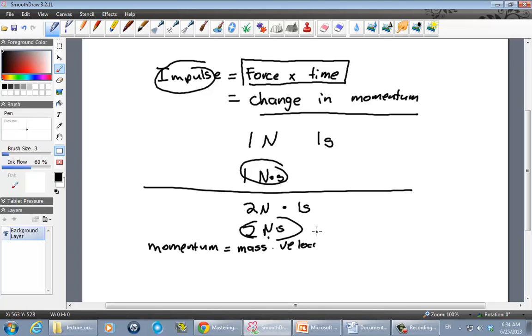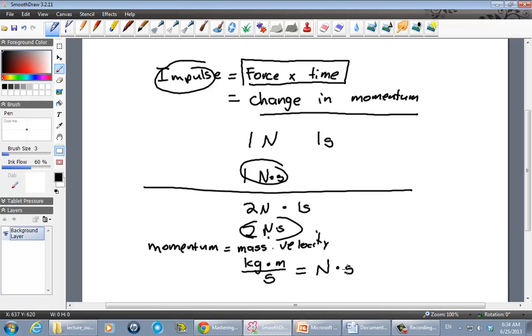So our units there would be kilograms times meters over seconds. So those are our units for momentum. Well, that has to equal our units for impulse. So a kilogram meter per second has to equal a Newton times a second.